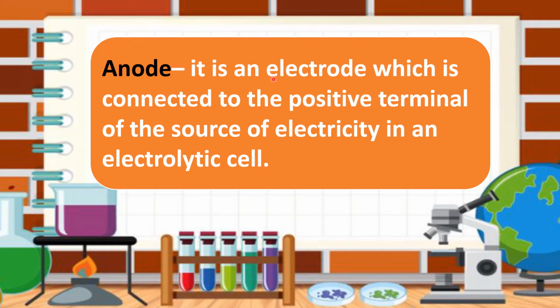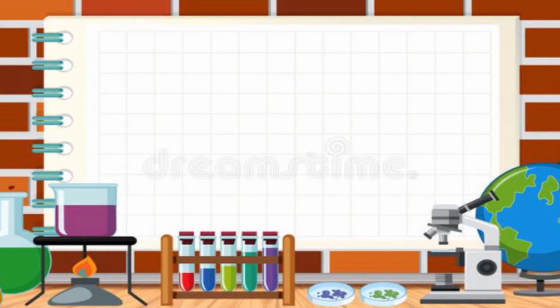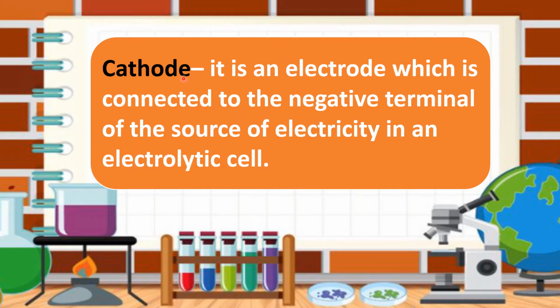Anode. It is an electrode which is connected to the positive terminal of the source of electricity in an electrolytic cell. And the last one is cathode. Cathode is an electrode which is connected to the negative terminal of the source of electricity in an electrolytic cell.